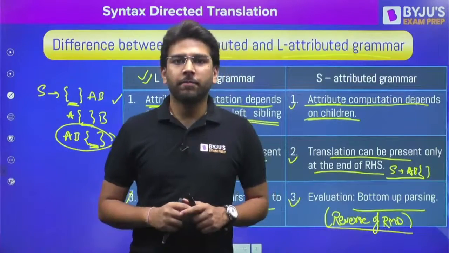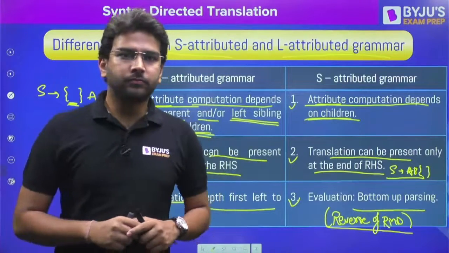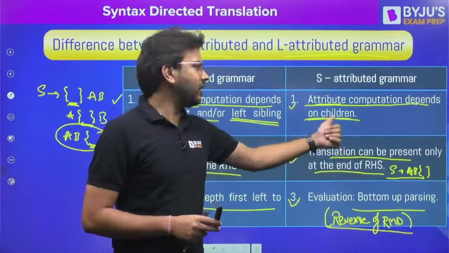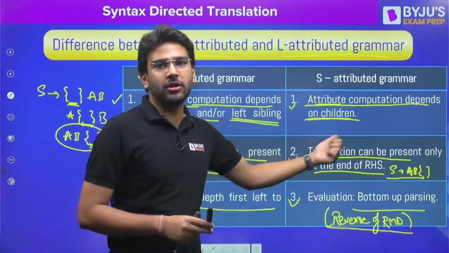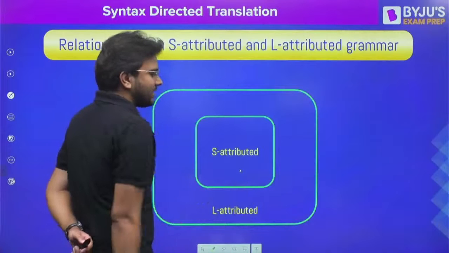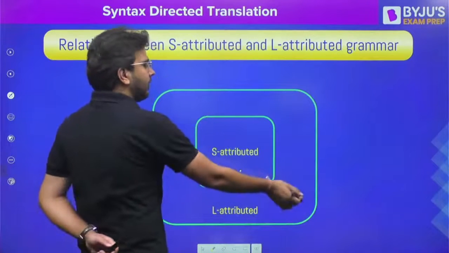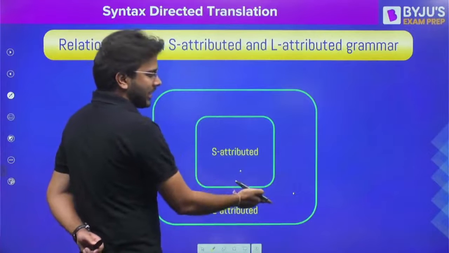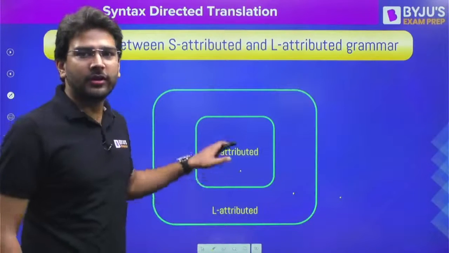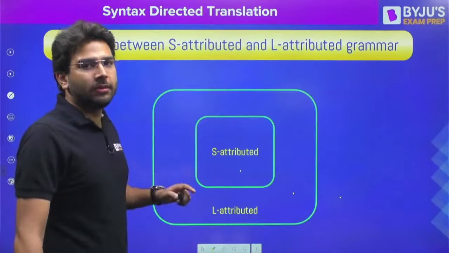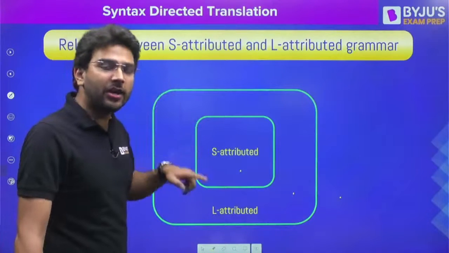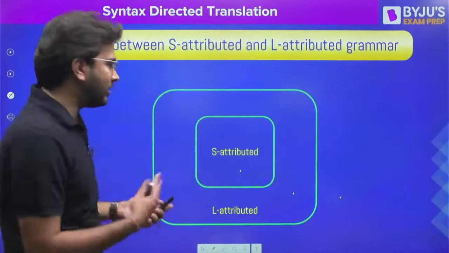Are you getting this point, everyone? Because these 2 points are common, right? Translation at the end of the RHS, and attribute computation depends on children. So if we want to establish the relation, this is going to be the relation. If a grammar is S attributed, definitely it is L attributed. If a grammar is L attributed, it may or may not be S attributed. And if a grammar is not L attributed, it can never be S attributed. Is it clear? Now it's time to see the examples, and on the basis of examples we are going to identify whether the given SDT is L attributed or S attributed, or both, or whatever it is.